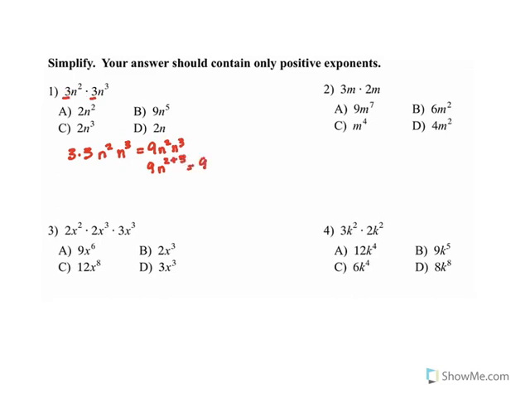That's going to give us 9n to the 5th. So our answer is B. Okay, now this one is a little bit deceiving. If there is no exponent with a variable, the exponent is automatically a 1. We call them a ninja 1. They're there, but you can't see them. So if it doesn't have an exponent, it is a 1.